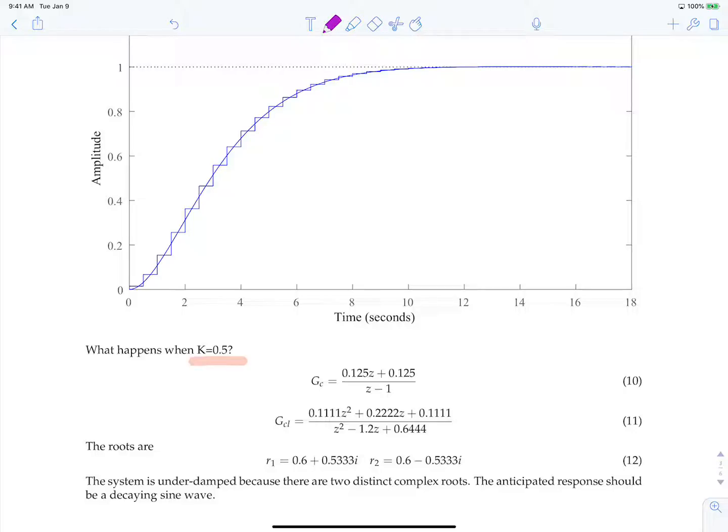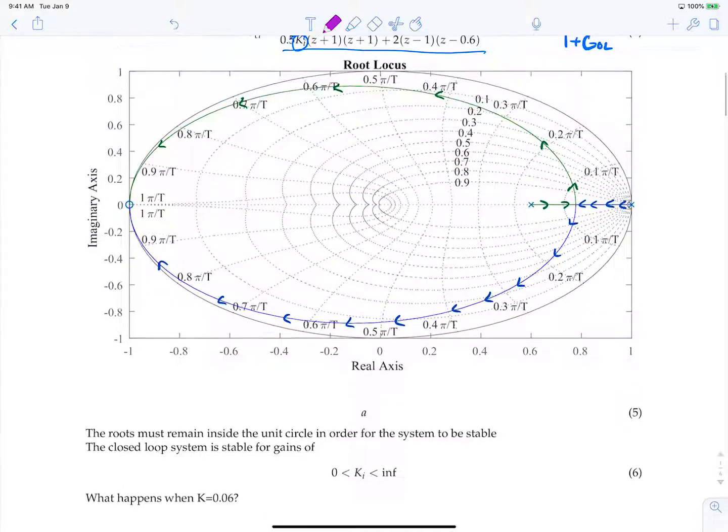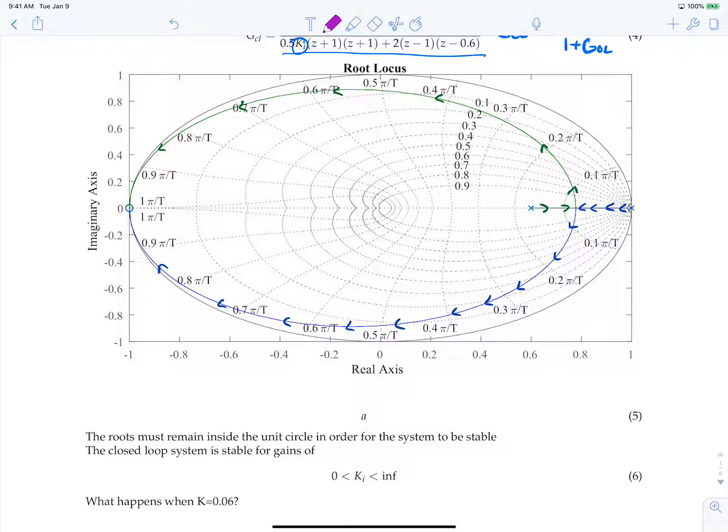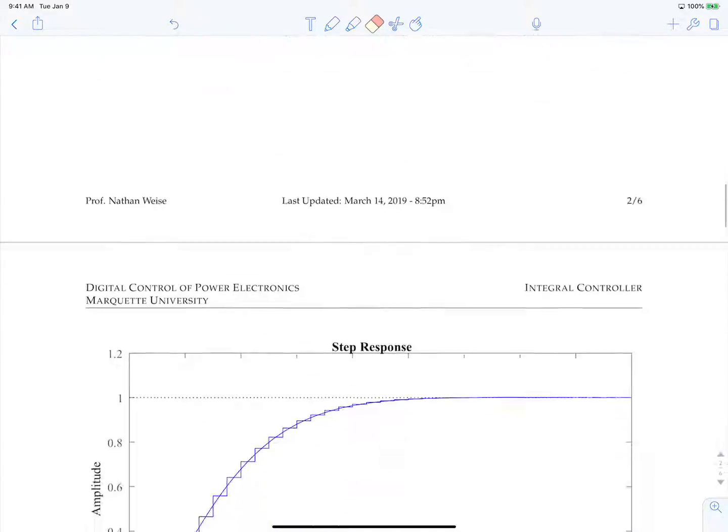If we plug that in and we calculate the roots of the denominator of the closed loop, these are where we can get 0.6 plus or minus 0.53. So we're going to be, call it somewhere here. Yeah, that might ring a little bit, right? We're looking at a damping ratio around 0.3 or 0.4, depending on where it is. Okay, let's see what that response looks like.